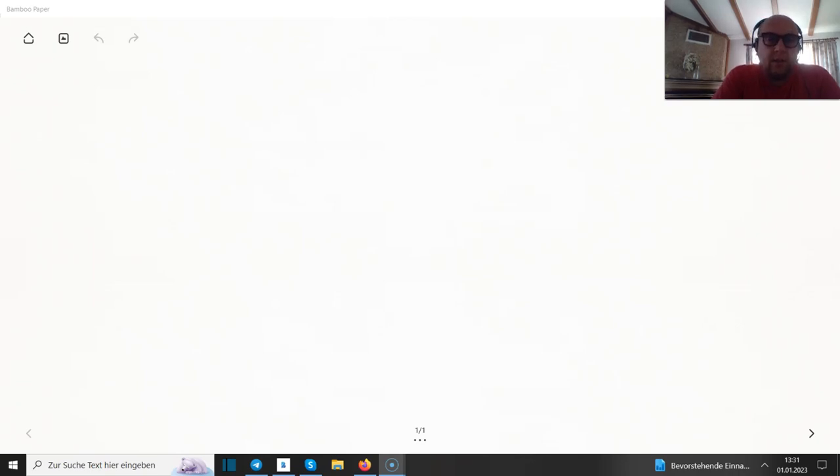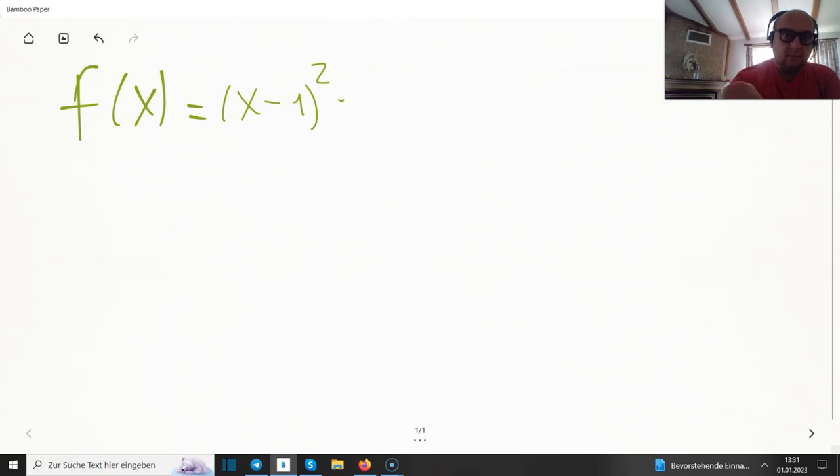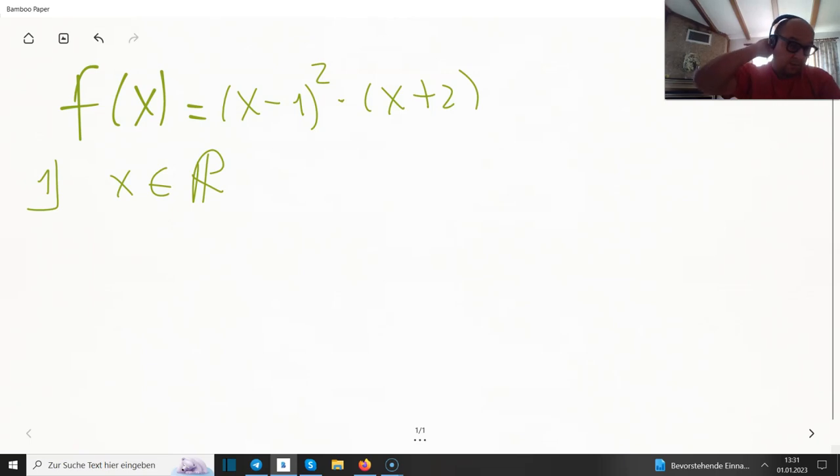Today I would like to show you how the graph of a polynomial function f of x, which is (x minus 1) squared times (x plus 2), looks like. So once again, how do we start? We start with the domain, and x is every real number, so everything is fine.